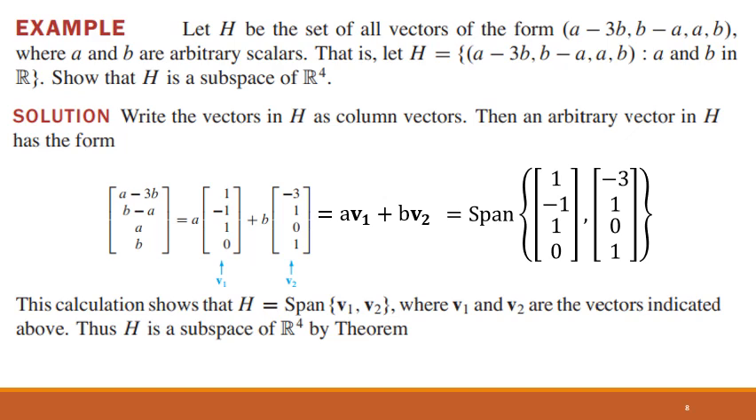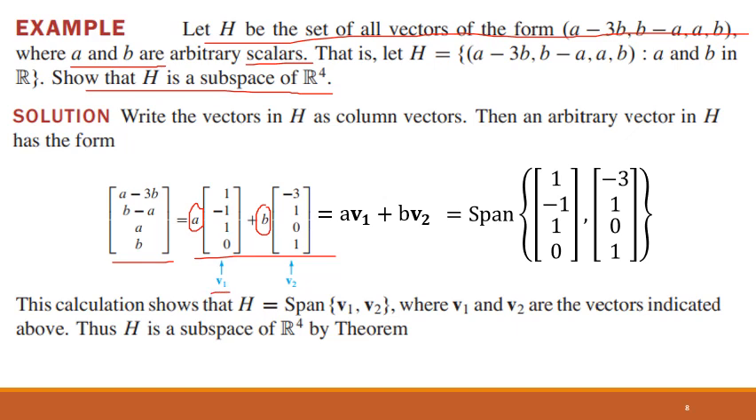In this example, let H be the set of all vectors of this form, where a and b are arbitrary scalars, and our task is to show that H is a subspace of R^4. For the solution of this example, first we write the vectors in H as column vectors. Here we have written column vectors like this. In the first vector we have factored out a, and in the second vector we have factored out scalar b.